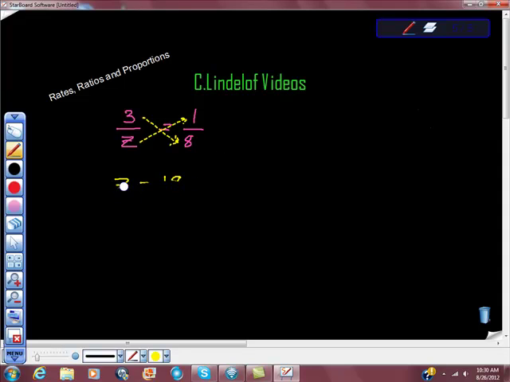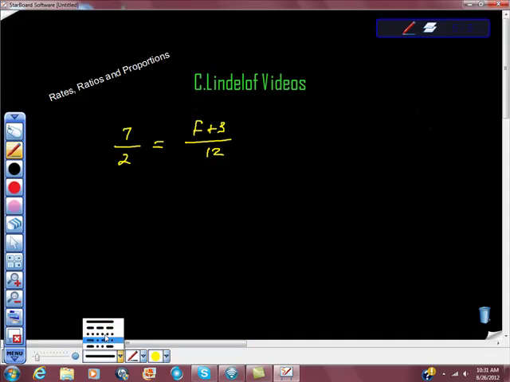It is true. So let's try one that's just a little bit more complicated, but we're going to use the same method that we used before. We're going to say that 7 over 2 is equal to f plus 3 over 12. Now, this is not complicated, but we have to think our way through this a little bit. We have a quantity up here, the quantity f plus 3. So we are going to do that distribution that you were thinking of. We're going to multiply this 2 times this quantity, and this 12 times this 7. And it's going to end up looking like this, isn't it?